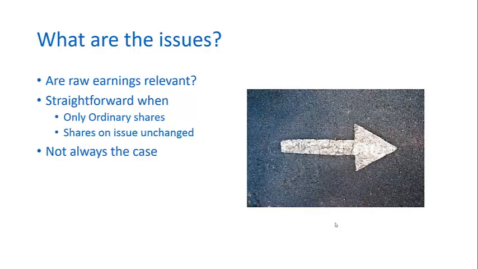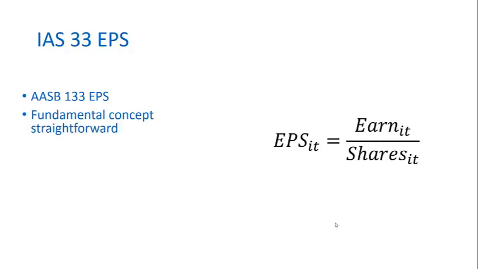This is not always going to be the case. And it's for this reason that we have an accounting standard, IAS 33, which dictates how we calculate earnings per share numbers. In Australia, this is replicated as AASB 133.